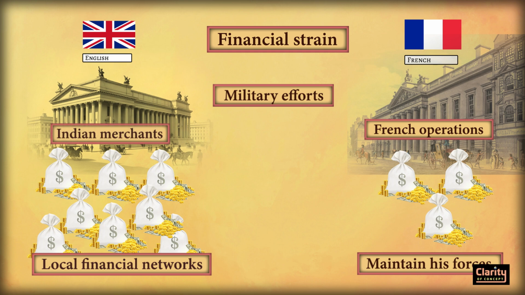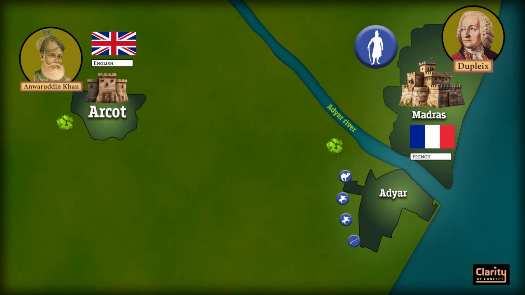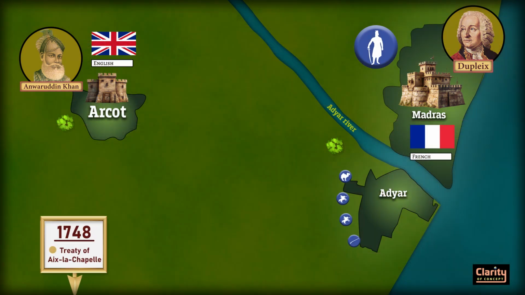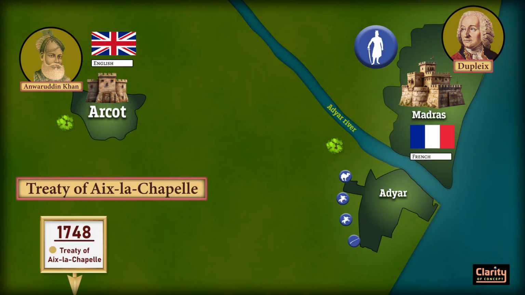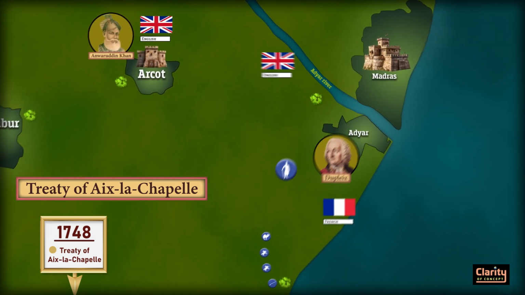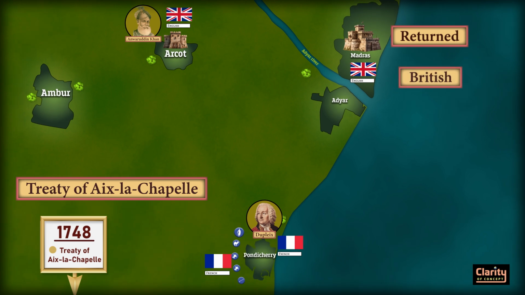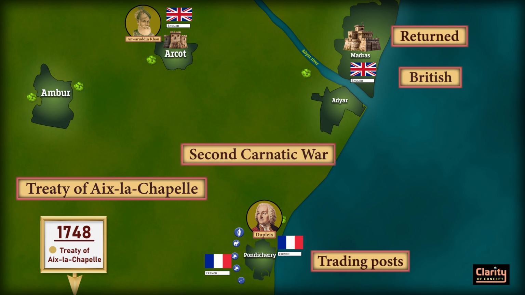despite initial setbacks. The war came to an end in 1748 with the Treaty of Aix-la-Chapelle, which concluded the European conflict. Under the treaty, Madras was returned to the British, and the French retained control of their trading posts like Pondicherry. However, the underlying tensions remained unresolved, setting the stage for the Second Carnatic War.